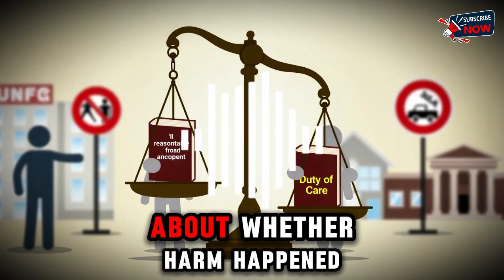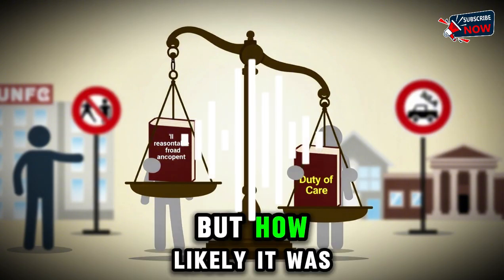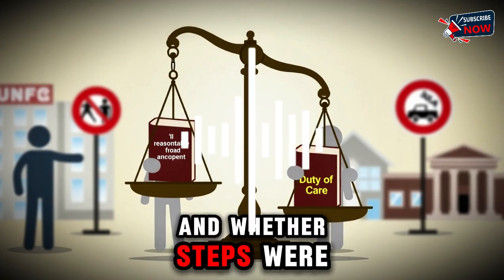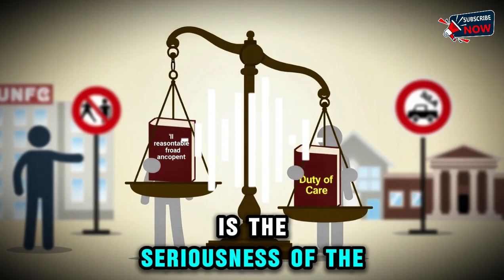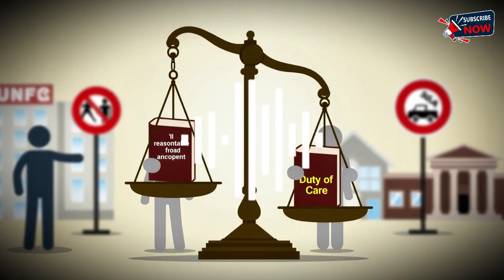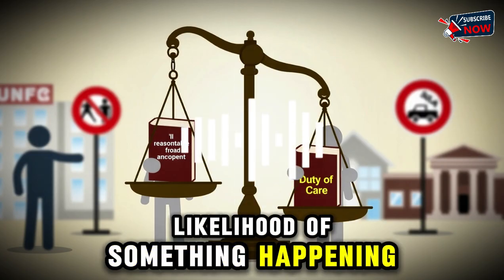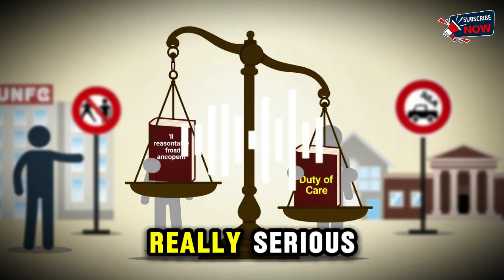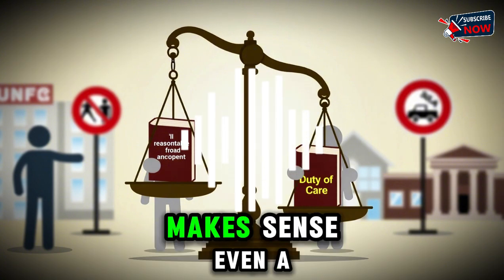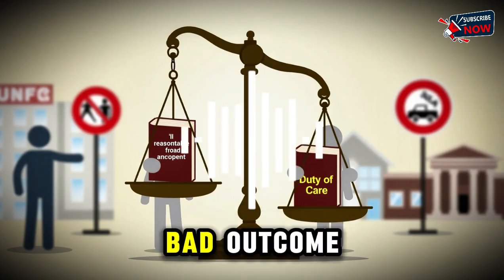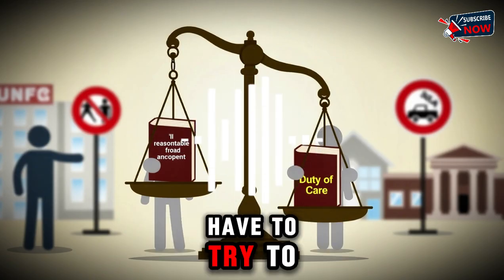So it's not just about whether harm happened, but how likely it was to happen and whether steps were taken to reduce the risk. Exactly. Now, another crucial factor is the seriousness of the potential harm. So even if the likelihood of something happening is low, if the consequences are really serious, then the defendant might still be considered negligent. Makes sense. Even a tiny chance of a really bad outcome, that's still something you have to try to prevent, right?